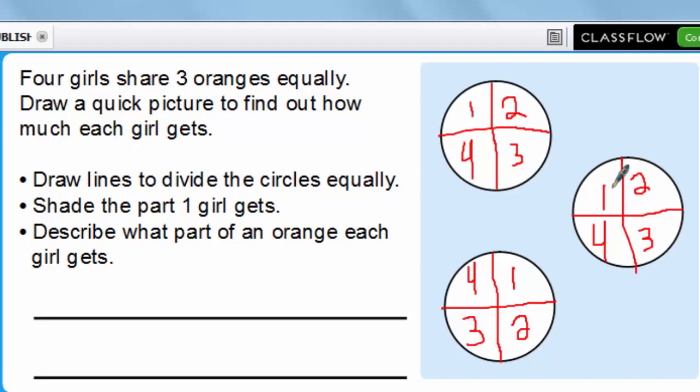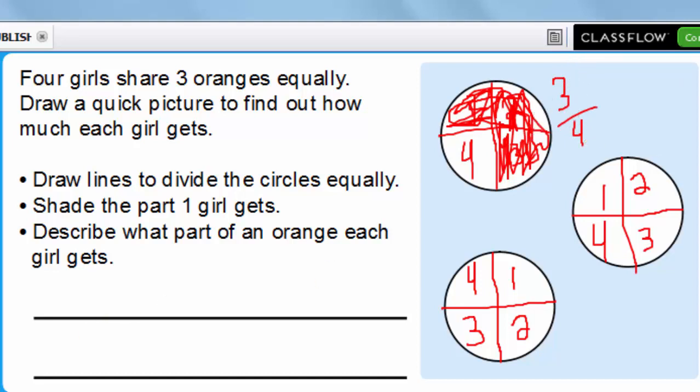So if we have 1, 1, and 1, how many equal pieces do they get? They get 3 equal pieces, don't they? So I'm going to color in one of these 3 equal pieces. Okay, so how much of each orange does each girl get? How many colored pieces do we have out of this whole? That's right, 3 out of 4 equal pieces. So each girl gets 3/4 of an orange.